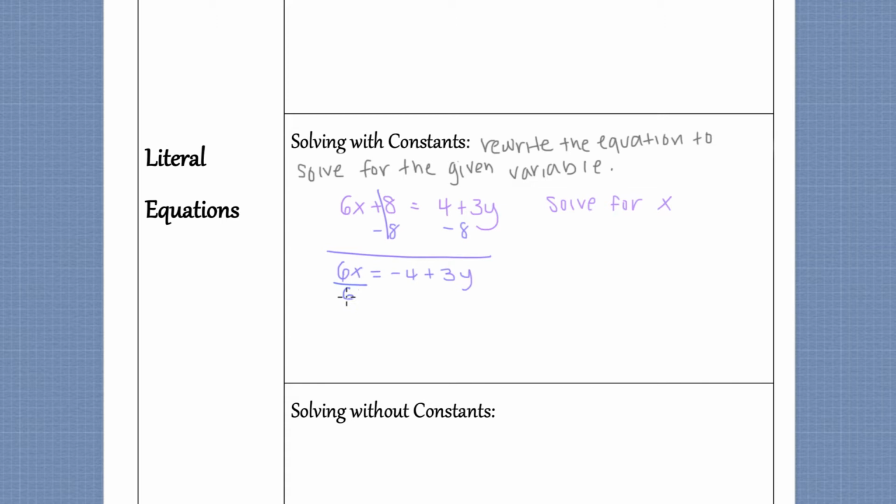So we're going to divide this side by 6, and then we're going to divide both terms on the right also by 6. And so 6x divided by 6 gives us just x, which is equal to negative 4 over 6, which can be simplified to negative 2 over 3, plus 3y over 6, which can also be simplified to just y over 2. And so this right here would be our final answer. So now that we know how to solve with constants, let's move on to solving without constants.